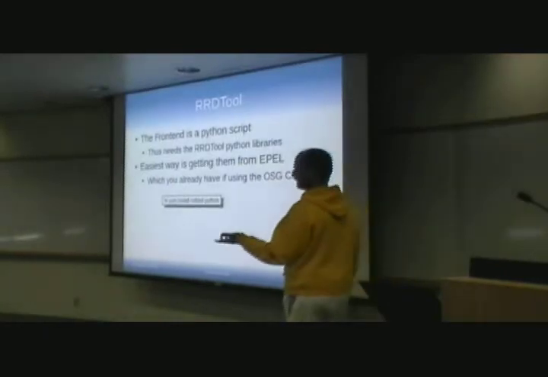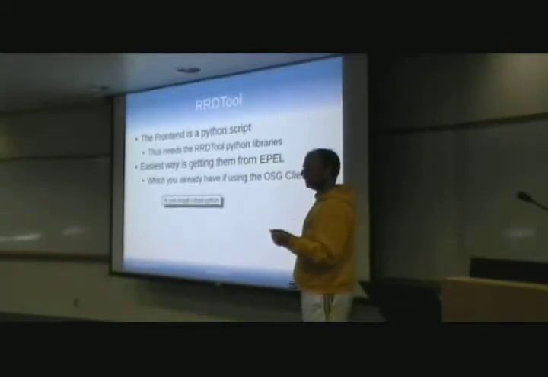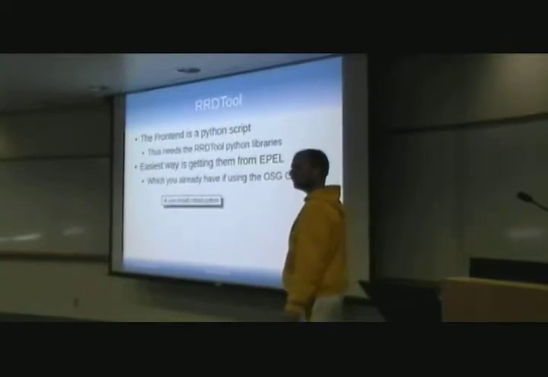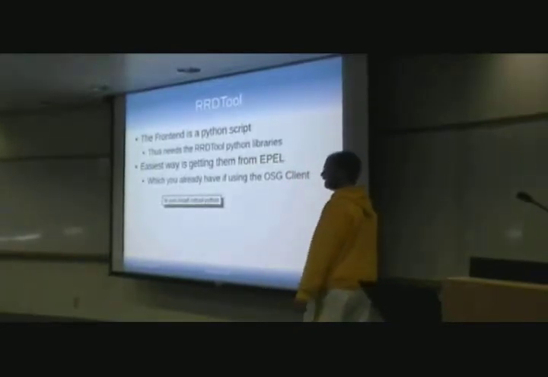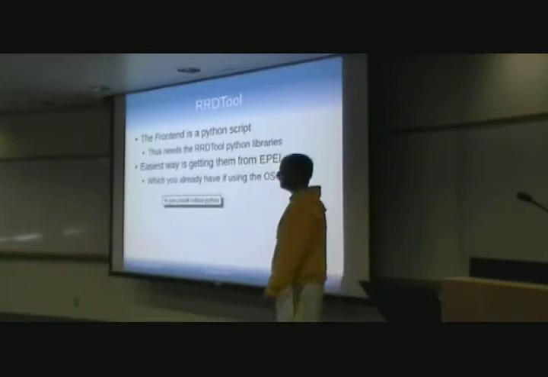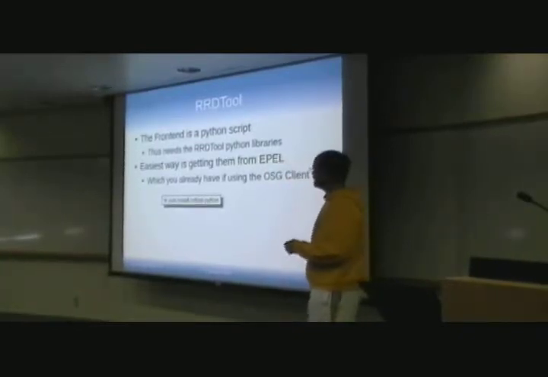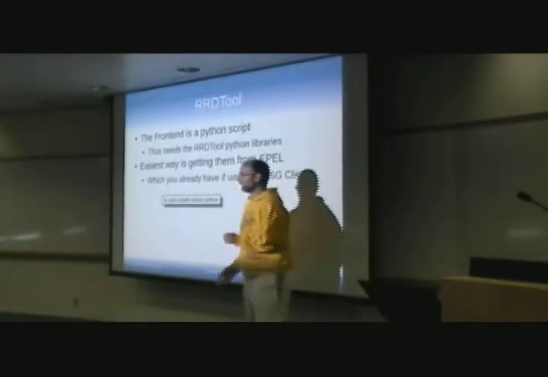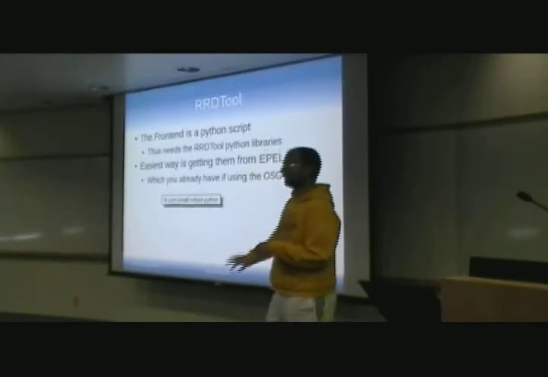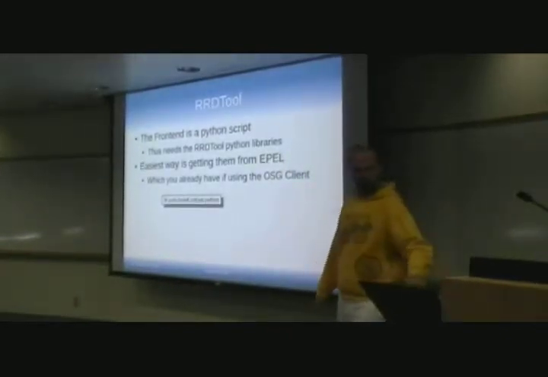RRD tool, this is the famous round-robin databases. We use the Python libraries for RRD tool, which are standard with most OSs. If you use Red Hat 5, you just need to use EPEL, which, if you install the OSG client, you already have, because that was required. And just yum install rrdtool-python, done. That will get it into your system, and you can start using it. And that's all the frontend needs.